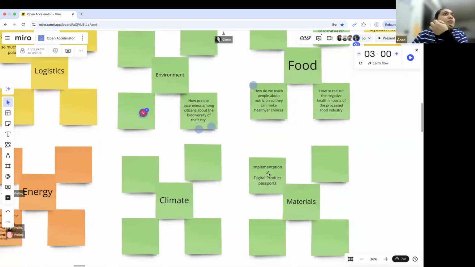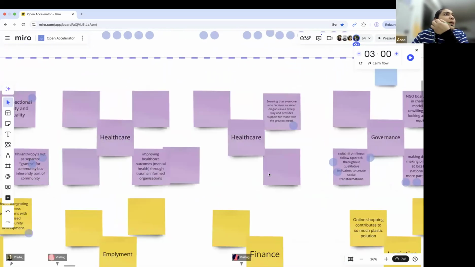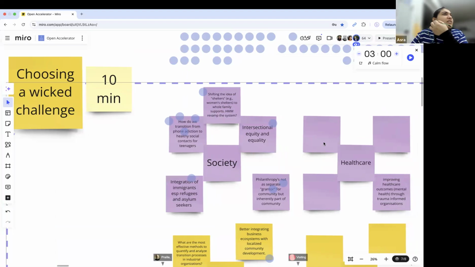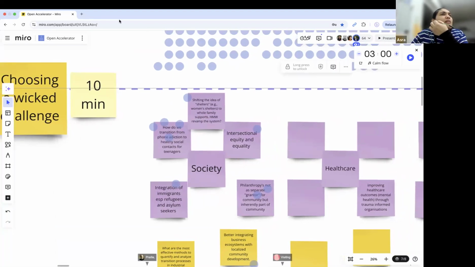Yeah, we have a few more here under society. How do we transition from phone addiction to healthy social contacts for teenagers? Wow, that's very interesting. We have shifting the idea of shelters, for example women's shelters, to whole family supports. How might we revamp the system? How do we bring intersection between equity and equality? How do we see philanthropy as not a separate grantor for community, but inherently part of the community? How do we integrate immigrants, especially refugees and asylum workers?